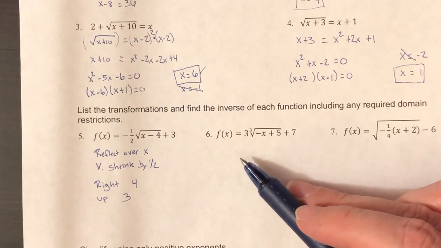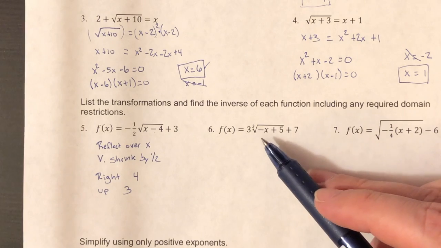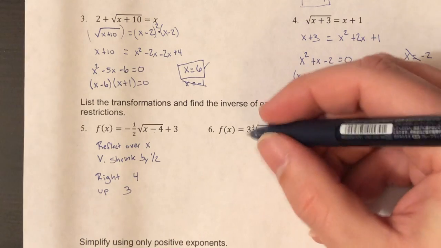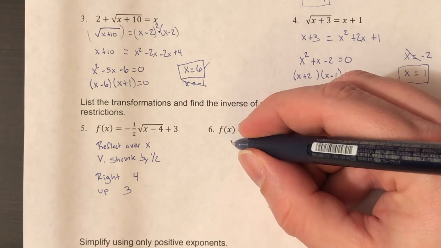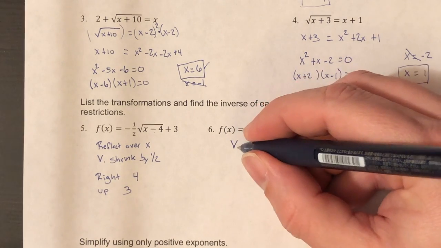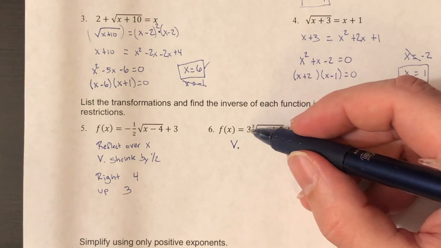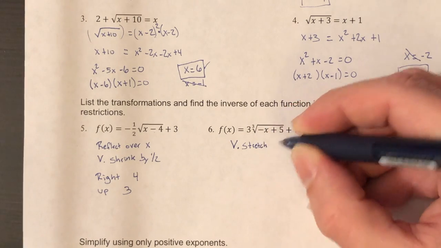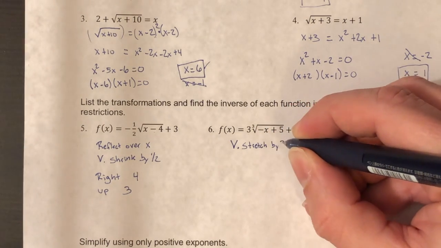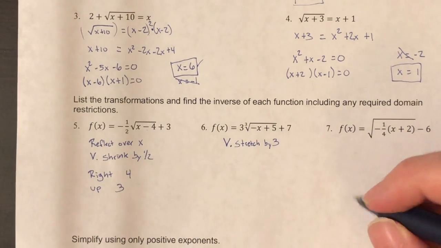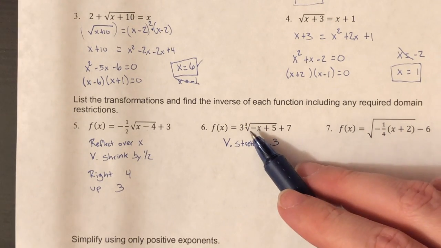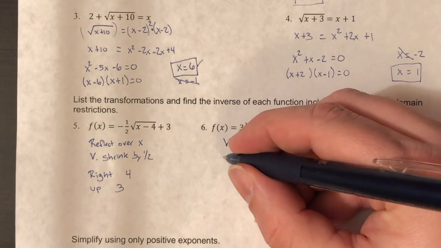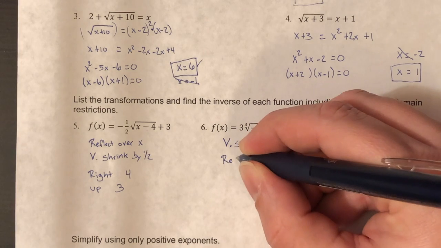Okay, for 6, the 3 out in front here, again, because it's in front, it's not under the radical, that's a vertical change, and this number is greater than 1, so that makes it a vertical stretch by 3. The negative under the radical reflects it over the y-axis.